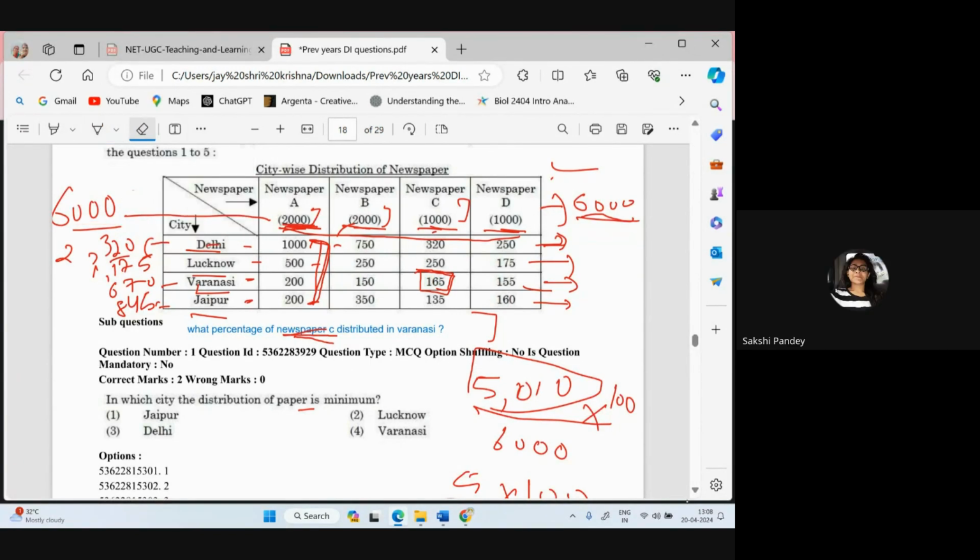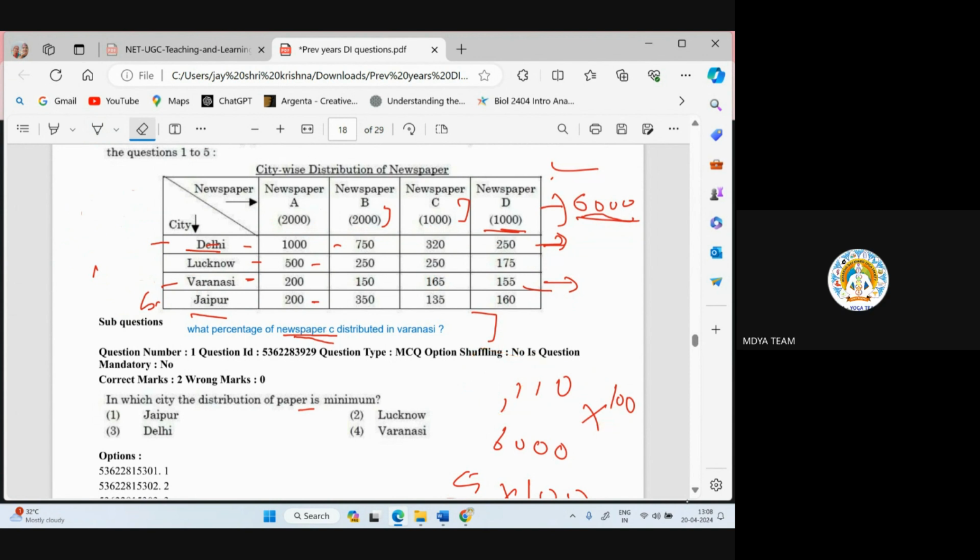Sir, we will add all the newspaper C, I mean for all the cities. Then can we add all these values, 2000 plus 2000 plus 1000 plus 1000? Can we do like this? No, sir. This only is the newspaper printed. Very good. So first we will calculate the total number of newspaper distributed. And we already know the value from our last question. What is the total number of newspaper distributed? 5010.